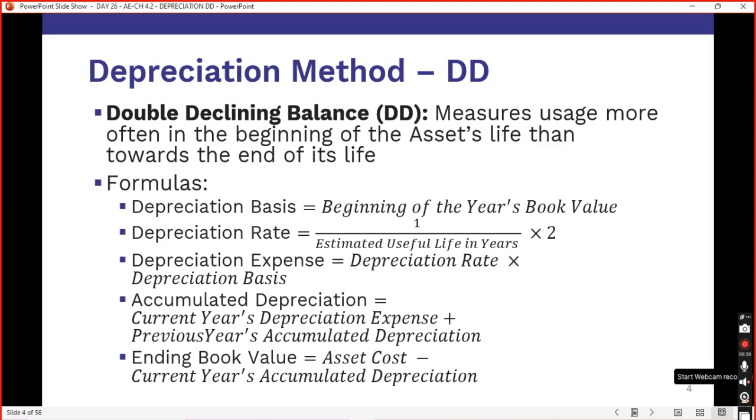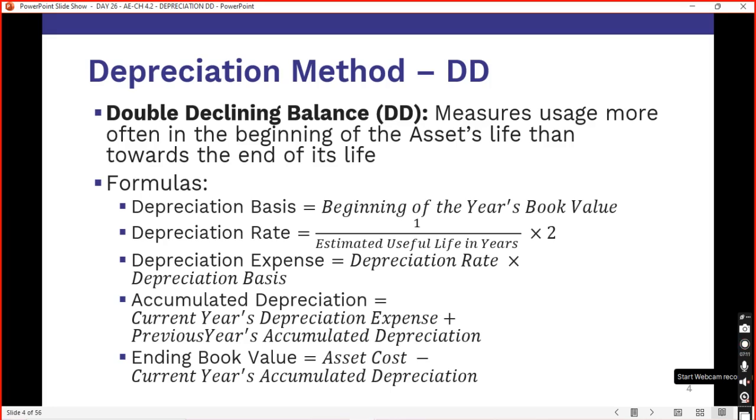And then the accumulated depreciation and the ending book value, these formulas will be constant. Doesn't matter what method you use, these two formulas will not change. So to determine accumulated depreciation, once again, it's going to be your current year's depreciation expense plus the previous year's accumulated depreciation. And again, the ending book value is your asset cost minus the current year's accumulated depreciation.